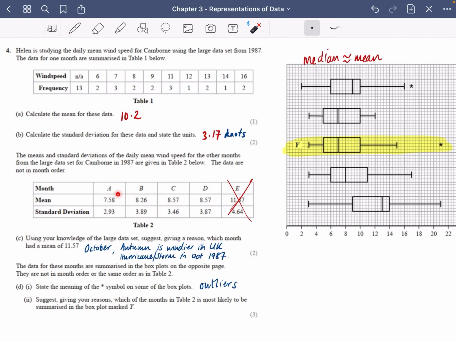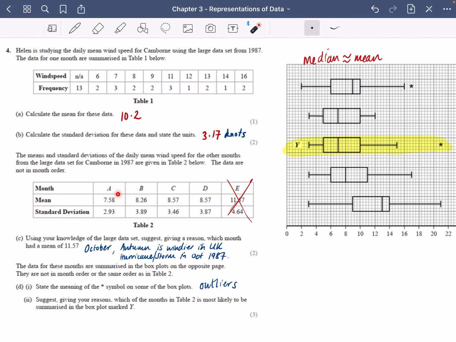Now, if I had to guess, I probably would have guessed B because it looks like it's got the smallest mean out of all of these ones here. It's really difficult to say, to be honest. But if you guess B, C, or D, you would get a mark as long as you give these reasons that go with it, as long as you don't say A or E. So let's actually answer this.